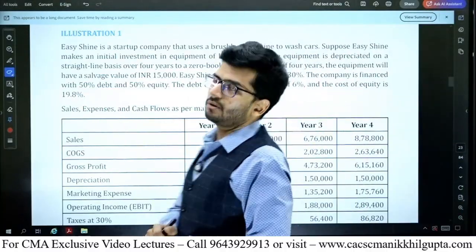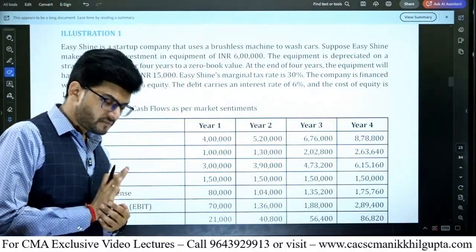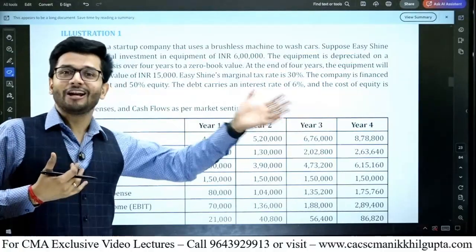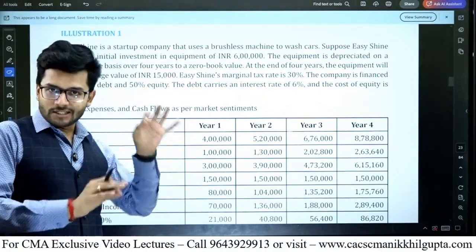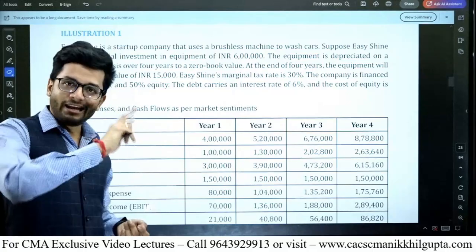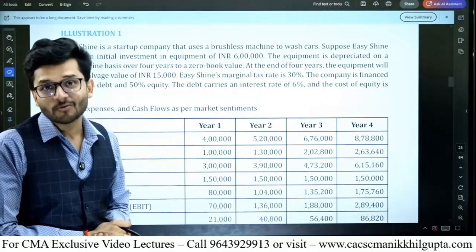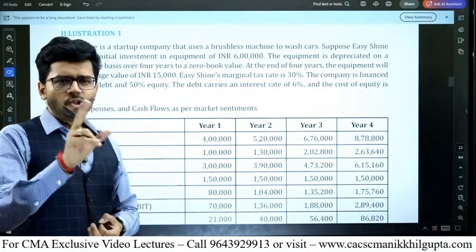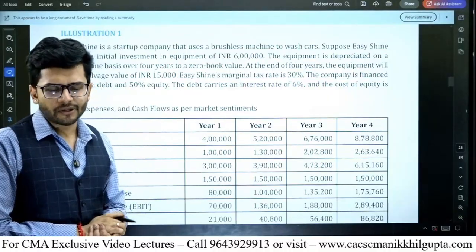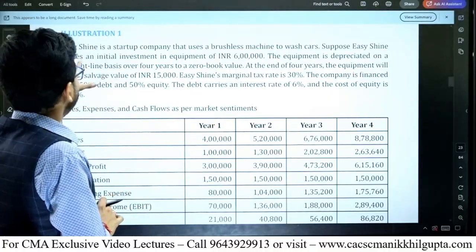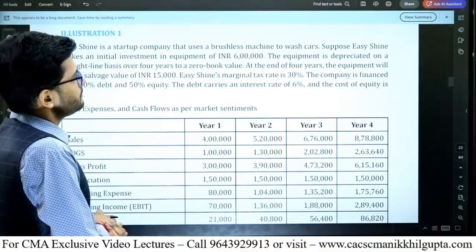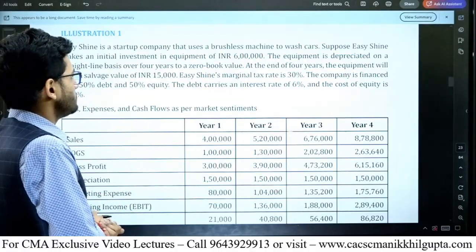Okay, sir. Illustration number 1, very, very good question. Yes, detailed and very lengthy calculations, but the logics which are given in this question and the duality of computation that is there in this question is really amazing. Dual computation is required to be done in this particular question. Let me explain how. So Easy Shine is a startup company that uses a brushless machine to wash cars.